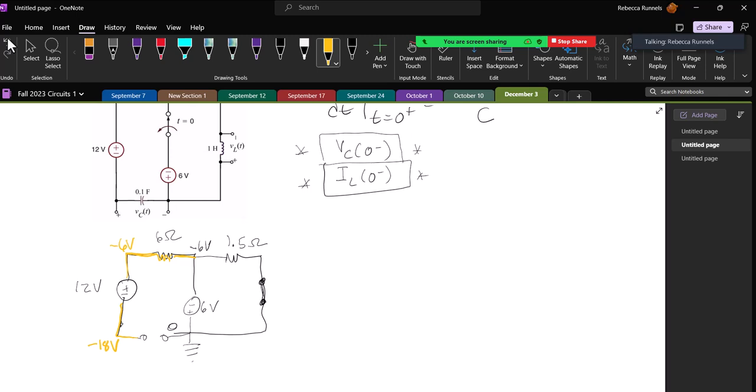And so if you look at our capacitor, it's labeled with a plus here and a minus here. So VC of 0 minus is minus 18 volts, because the positive side is at negative 18 and the negative side is at 0. That wasn't what we needed to find yet, but I promise we're going to need it somewhere. Okay, we do need to find the current through the inductor, and we can do that.